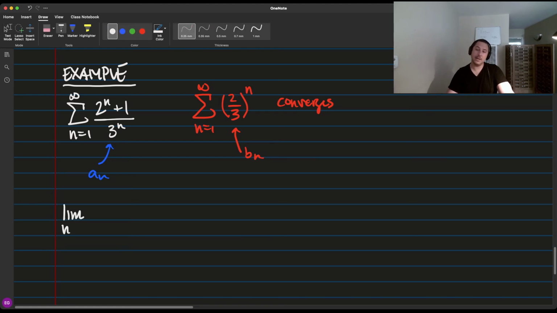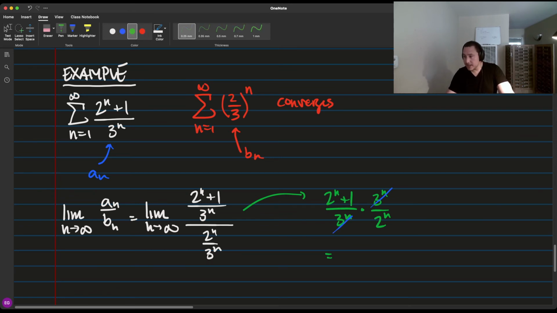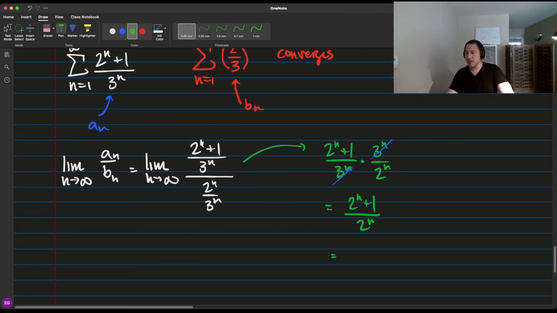So we'll do the limit as n goes to infinity of a_n over b_n, which is the limit of 2 to the n plus 1 over 3 to the n, all divided by 2 to the n over 3 to the n. We can compute this off on the side. This is 2 to the n plus 1 over 3 to the n times the reciprocal, which is 3 to the n over 2 to the n. Those 3 to the n's cancel, leaving us with 2 to the n plus 1 over 2 to the n, which gives us 2 to the n over 2 to the n, which is 1, plus 1 over 2 to the n.